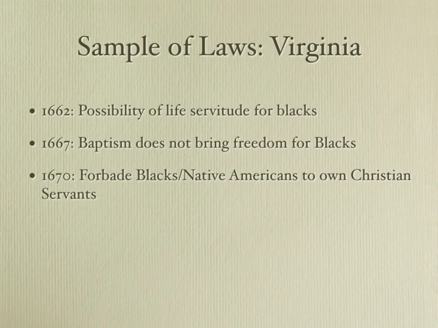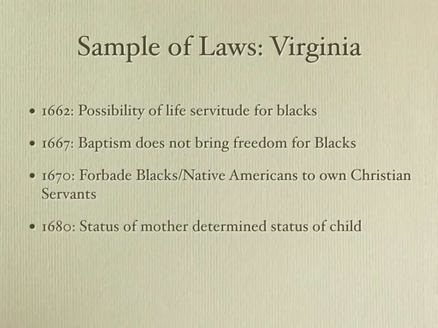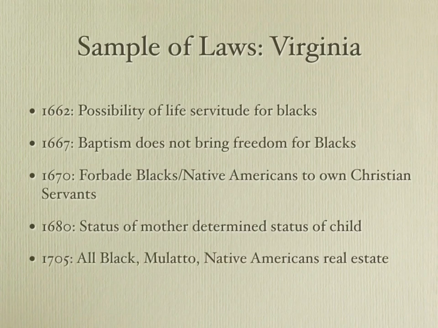In 1670, they forbade blacks and Native Americans to own Christian servants. So you could have Christianized a slave, taken them to a slave market, and blacks and Native Americans would have been forbidden to own or buy that person. The status of the child was determined by the status of the mother, right? And that goes again to this whole concept of property, which we'll get into a little bit more when we look at slavery and social death.